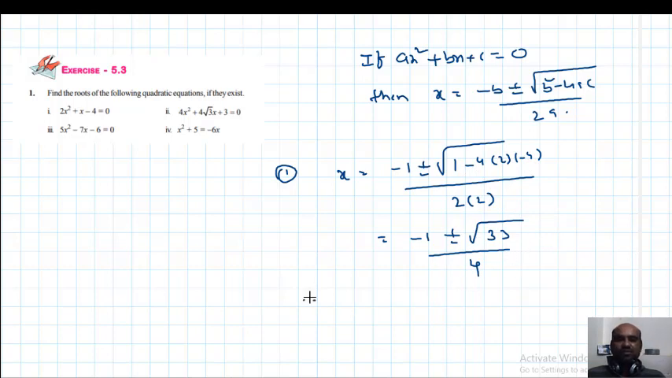Therefore the roots are minus 1 minus root 33 by 4 or minus 1 plus root 33 by 4. That is the end.